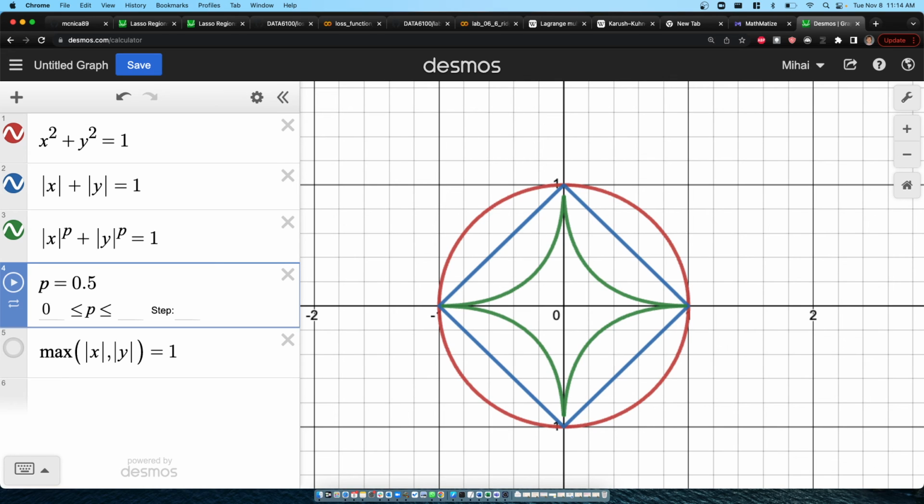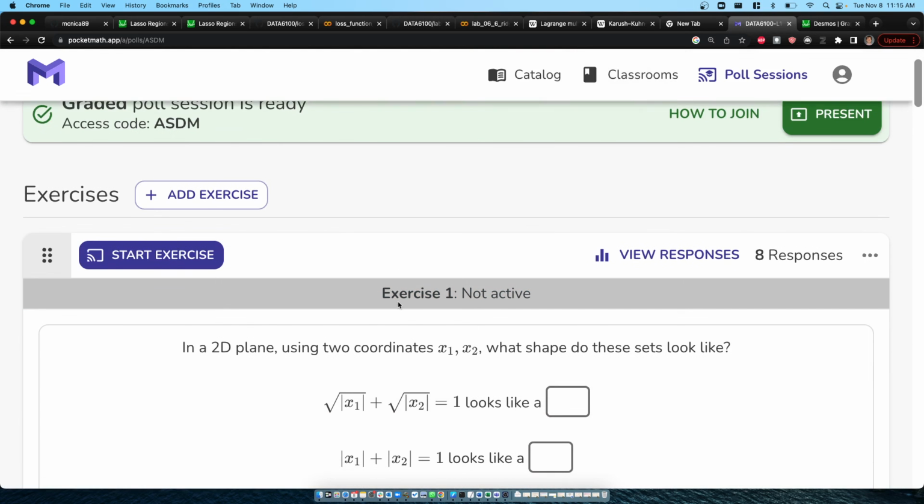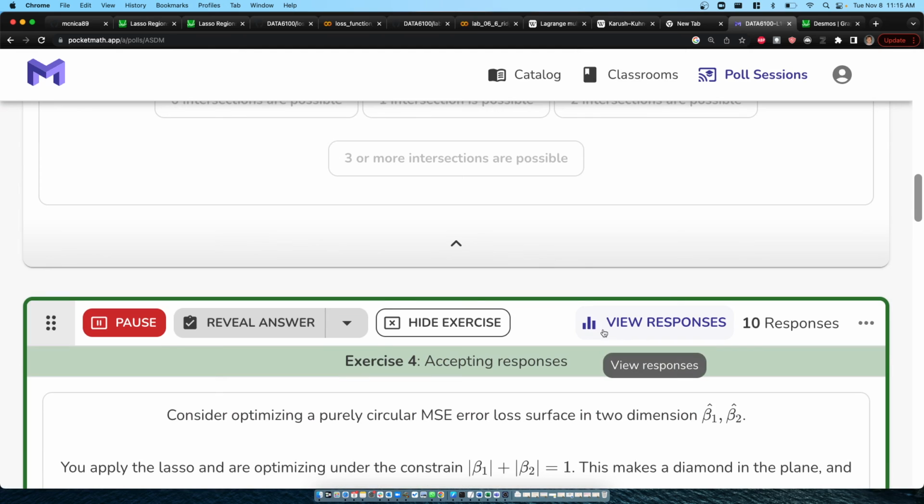What do you guys think? Or should we write a paper? Propose this new method. So it turns out there's a problem with this. And the problem has to do with the following question. I'll ask quickly in Mathematize, so this will be a super quick one. It's like a true or false.